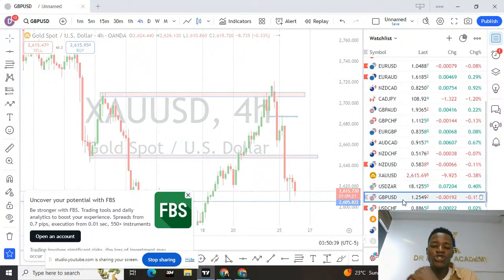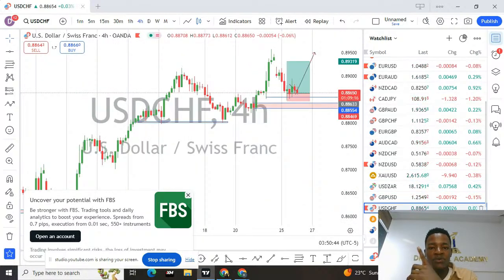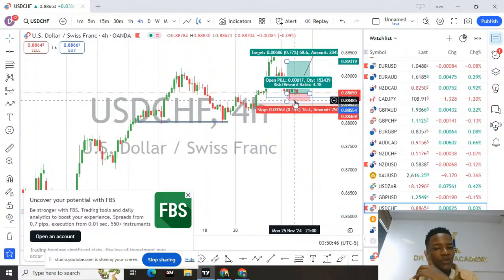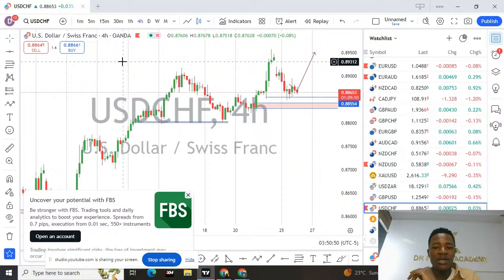Let's continue. On GU, we didn't have a view yesterday. USDCHF, we had a view on it. We were looking forward for buys at this particular level. Okay, so let me move this here. It's still at our entry point, and then I give you another buy on it.